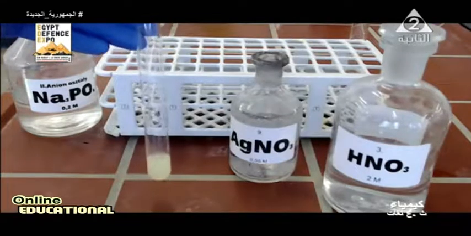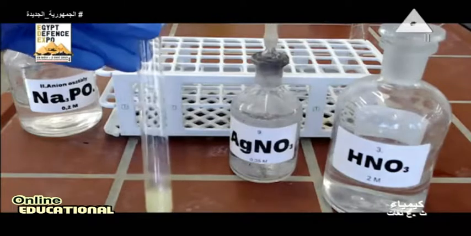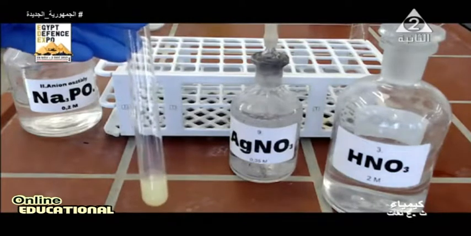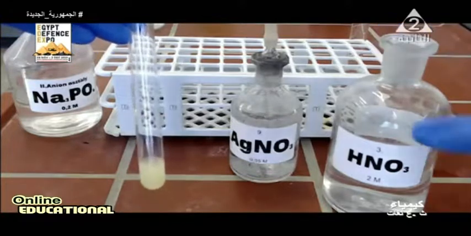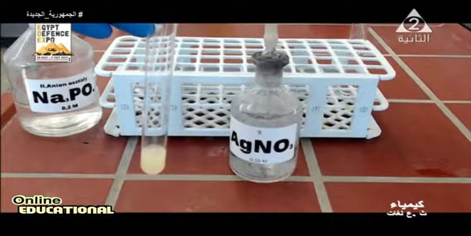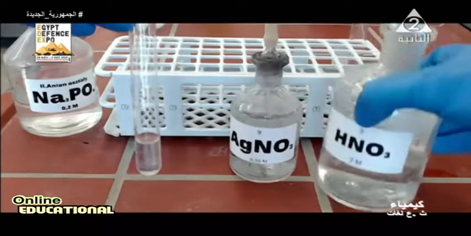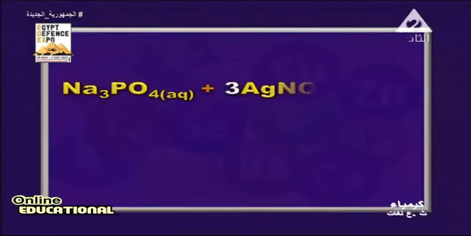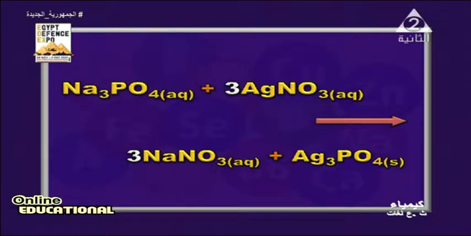This yellow precipitate of silver phosphate, if you add ammonia or nitric acid on it, it will dissolve. So the yellow precipitate here dissolves in ammonia solution or nitric acid, as shown on the screen. The equation of the reaction: sodium phosphate plus silver nitrate gives sodium nitrate aqueous solution and silver phosphate, which is solid, which is yellow precipitate, which is soluble in ammonia or nitric acid.